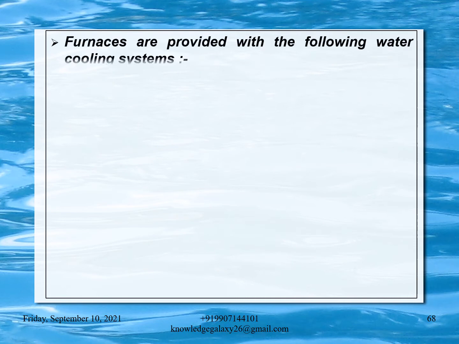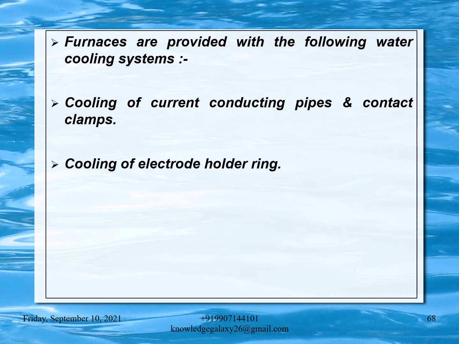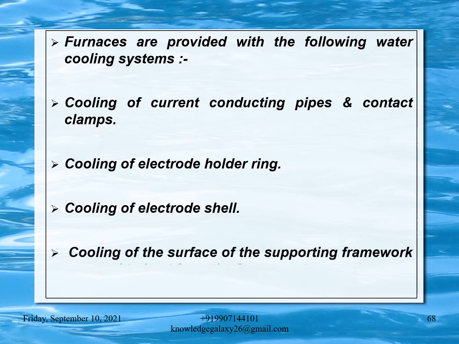Furnaces are provided with the following water cooling systems: cooling of current conducting pipes and contact clamps, cooling of electrode holder ring, cooling of electrode shell, and cooling of the surface of the supporting framework exposed to heat from the furnace top.